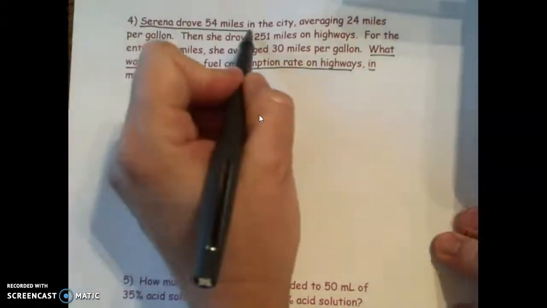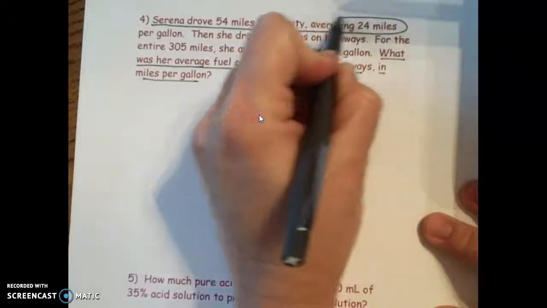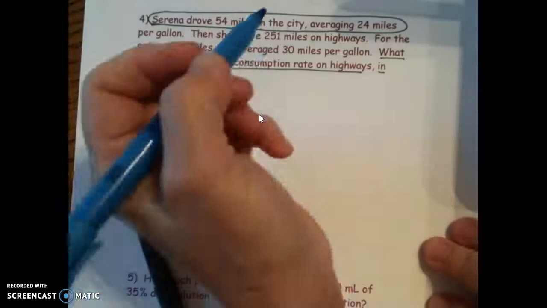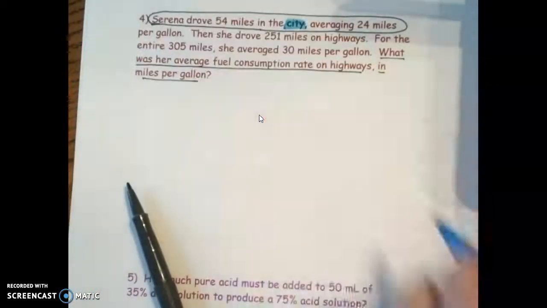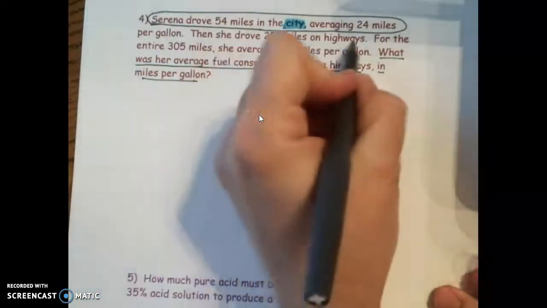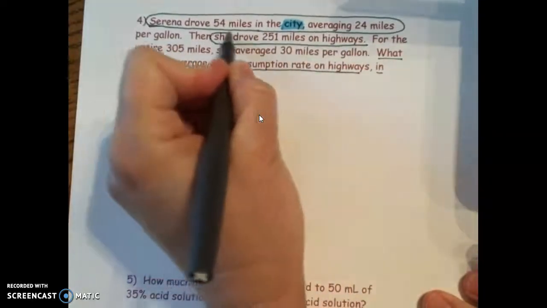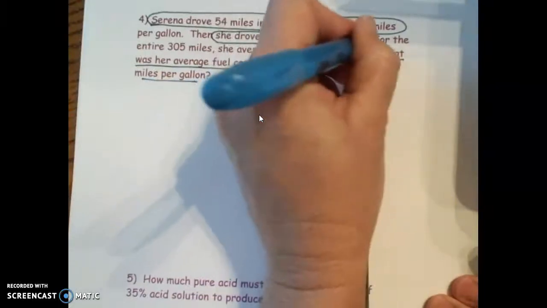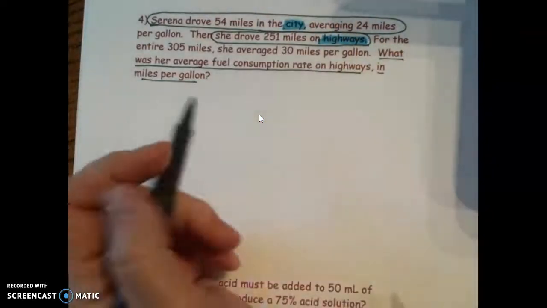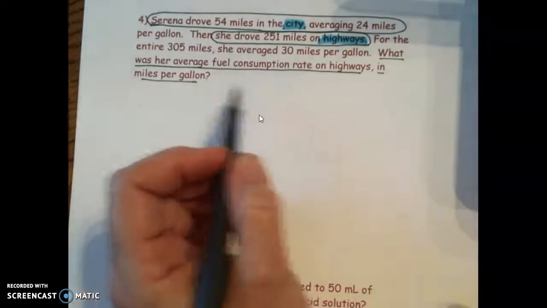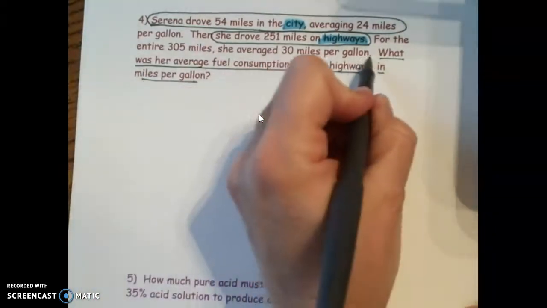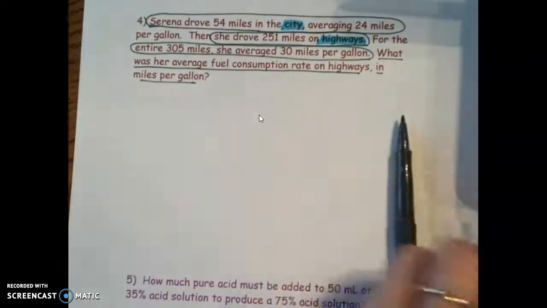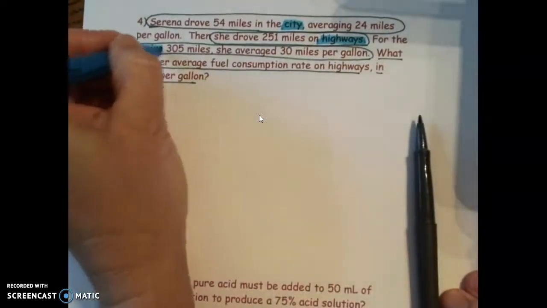So let's go back and see what we have. She drove 54 miles in the city, averaging 24 miles per gallon. So she's driving in the city. Then she drove 251 miles on the highways, so that means like the interstates. For the entire 305 miles, she averaged 30 miles per gallon. So for the entire trip.